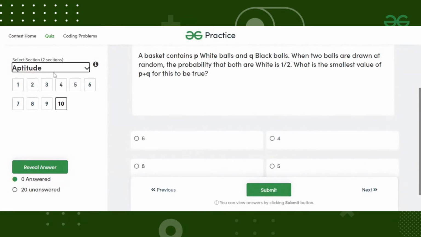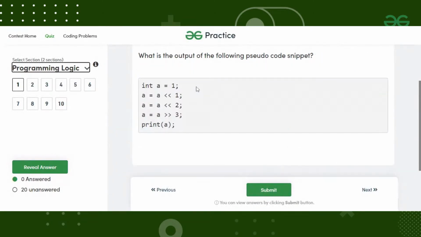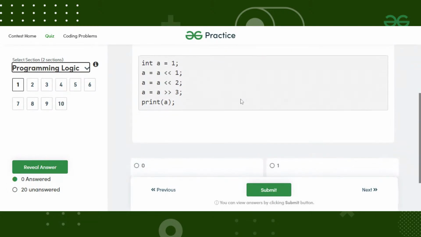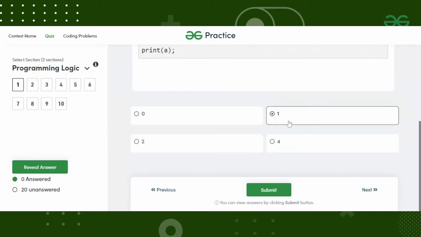Let us now discuss programming questions. So what is the output of the following pseudocode snippet? Now this is a simple bitwise operator. You just need to do the left shifting and right shifting. And after all the operations, the answer to this question will be 1.